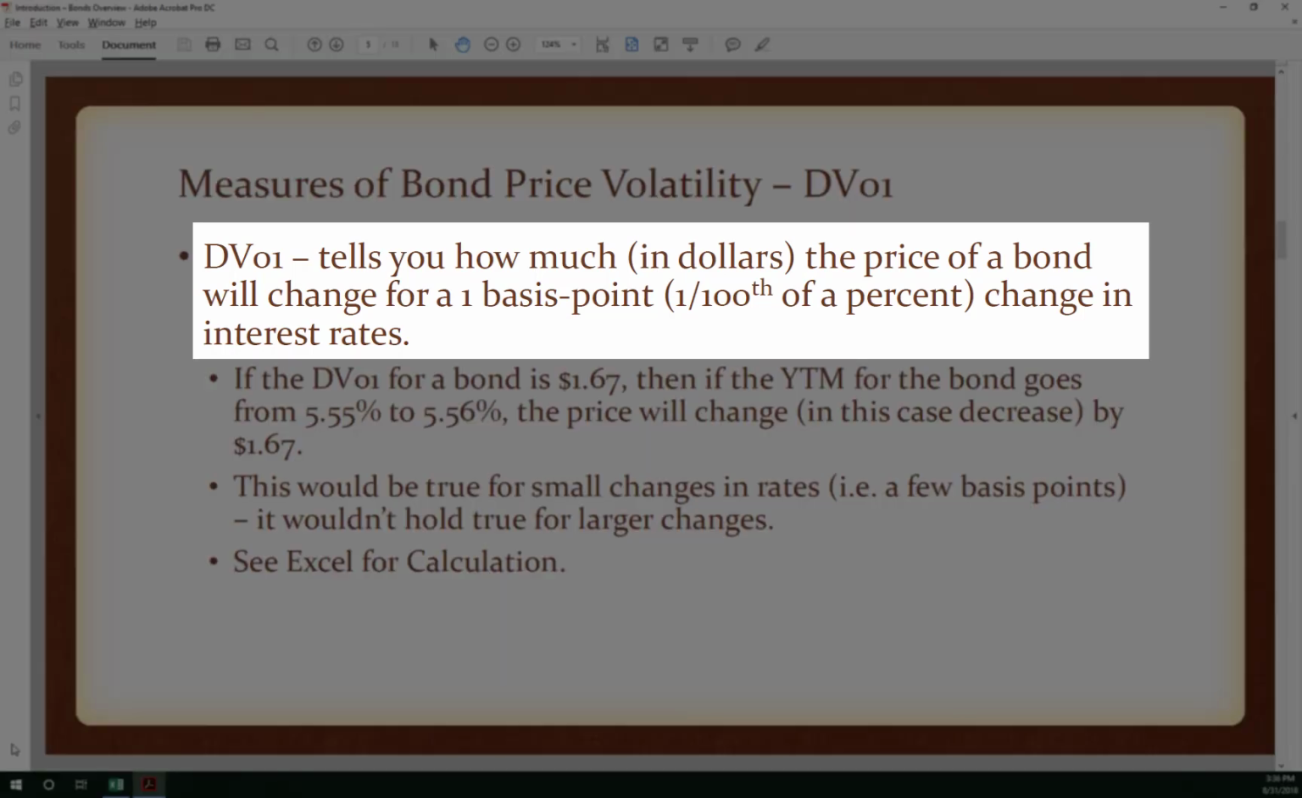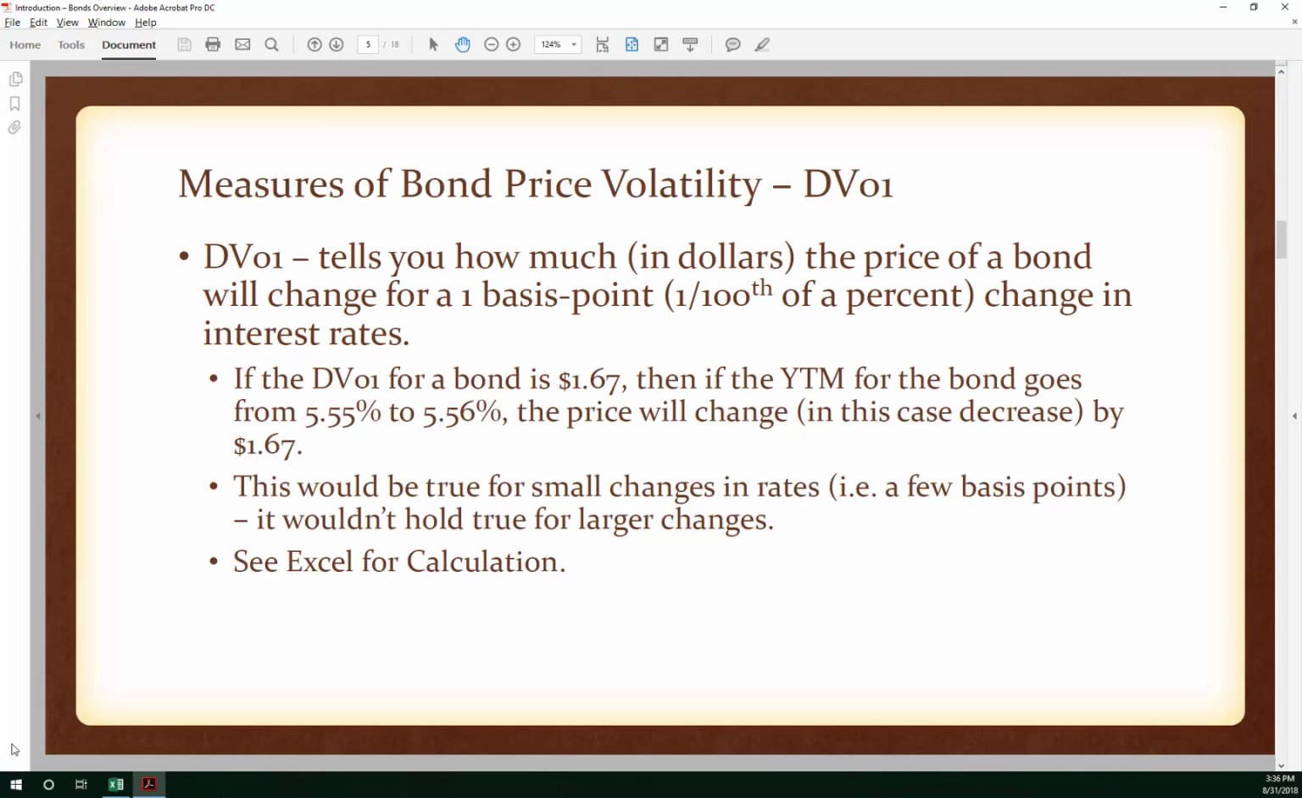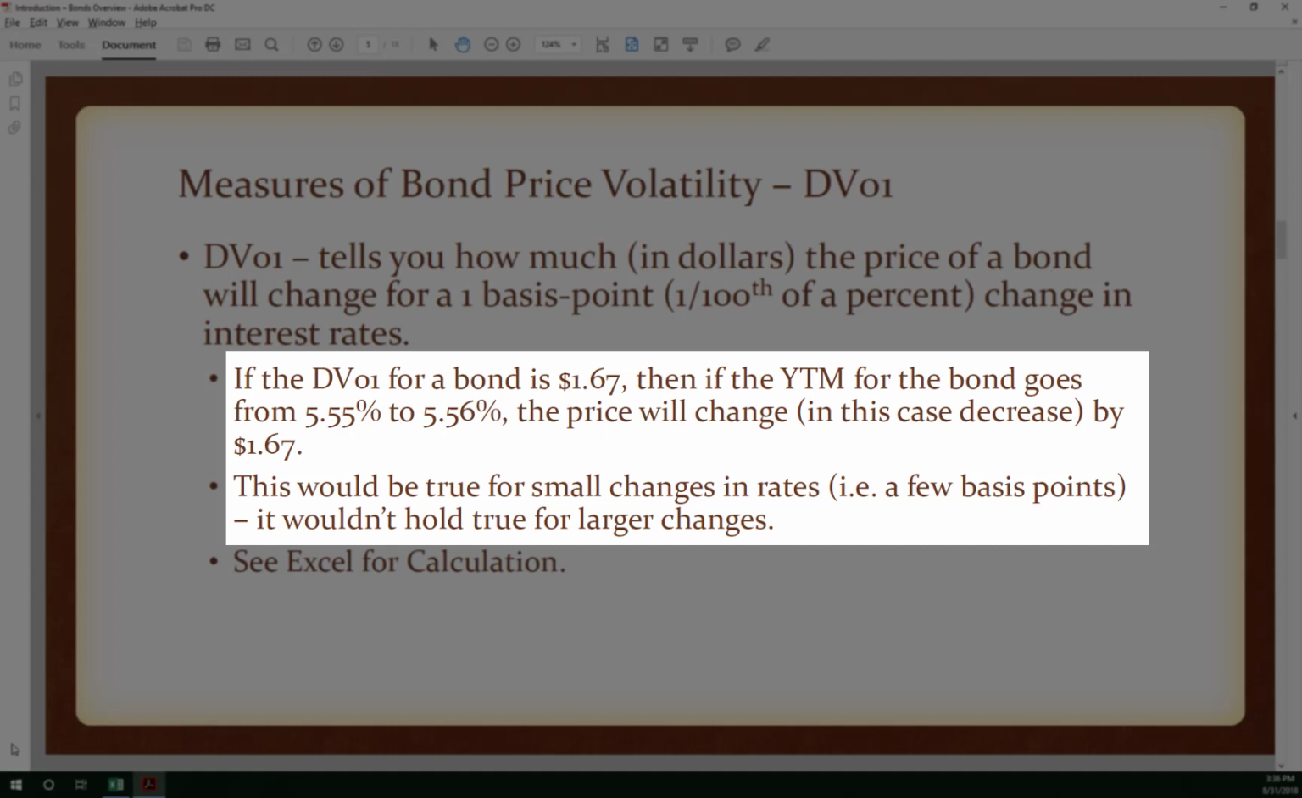The first one being the DV01, the dollar value of a basis point change. This tells us how much in dollars the price of a bond will change for a 1 basis point, that is a 1/100th% change in interest rates. As an example here, if the DV01 for a bond is $1.67, then if the yield to maturity for the bond goes from 5.55% to 5.56%, again that's a 1 basis point change, the price will decrease by $1.67. The rate went up by a basis point, so the price will go down by the DV01, so $1.67.